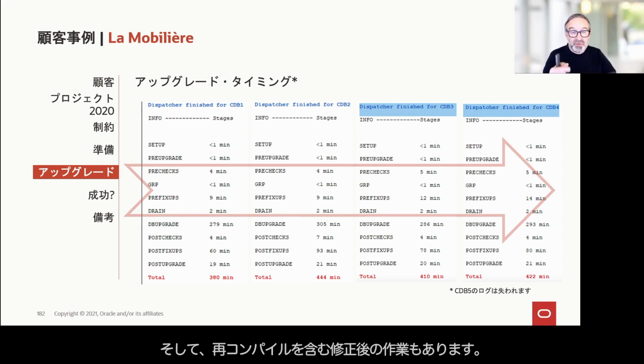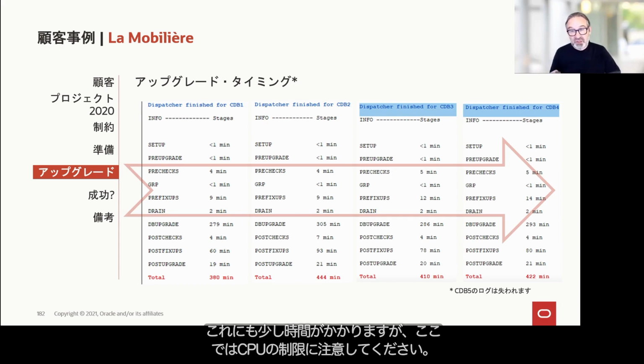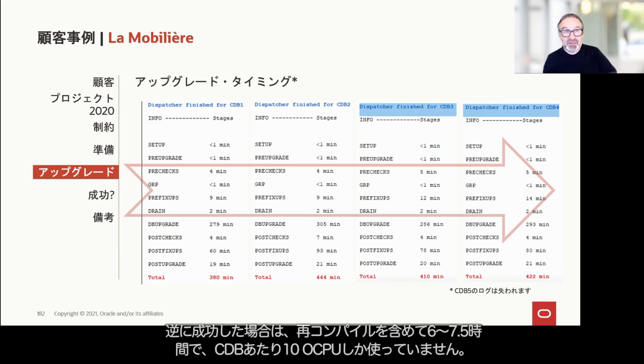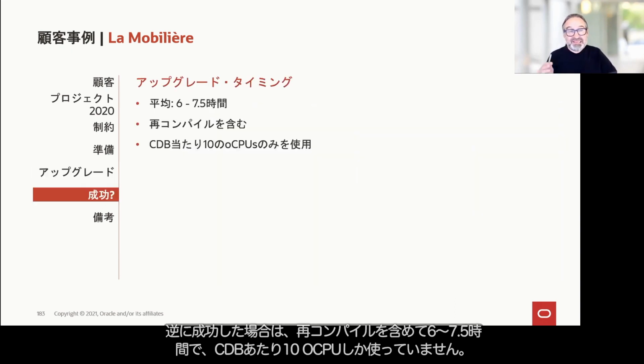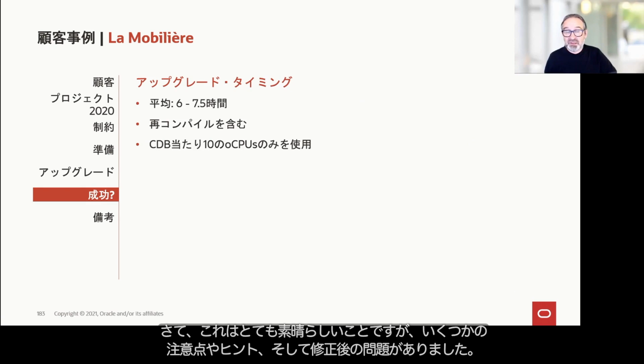And then also the post-fixups, which include the recompilation. That takes also a little bit, but we were CPU limited here. So they were successful between 6 and 7.5 hours, including recompilation, and only 10 OCPUs were used per CDB. So this is pretty cool.